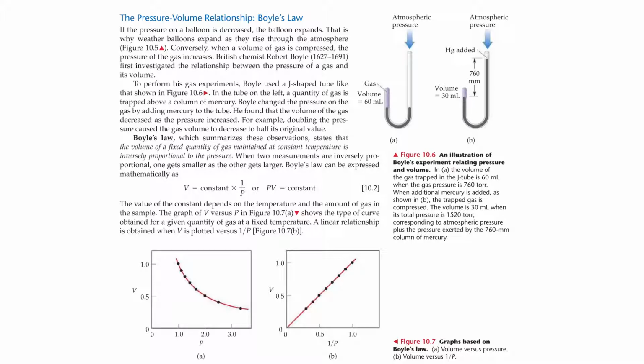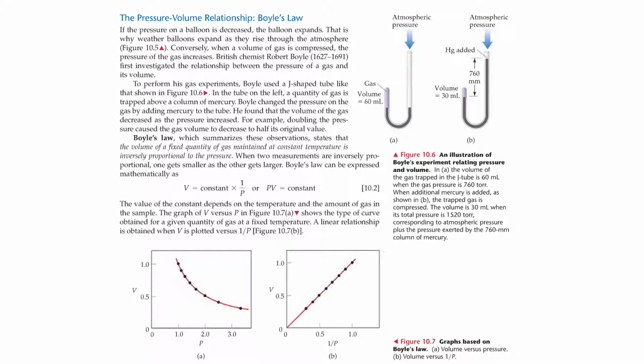The graph of volume versus pressure in figure 10.7 shows the type of curve obtained from a given quantity of gas at a fixed temperature. A linear relationship is obtained when volume is plotted versus 1 over the pressure. Figure 10.6, an illustration of Boyle's experiment relating pressure and volume.